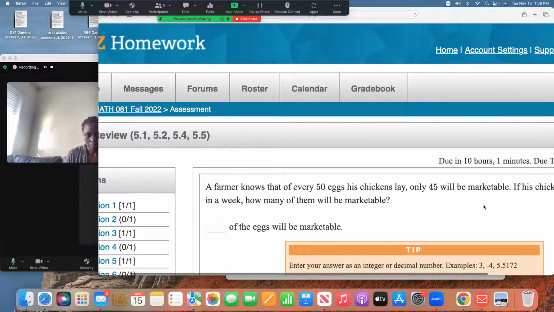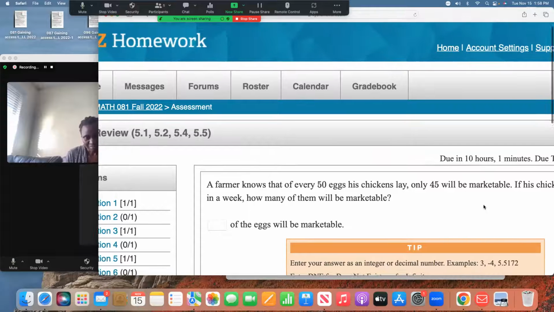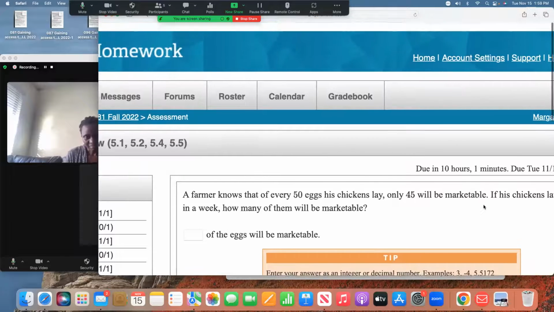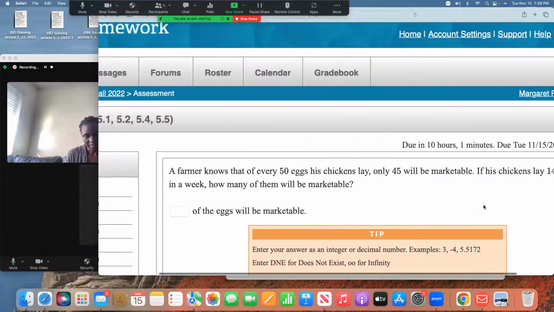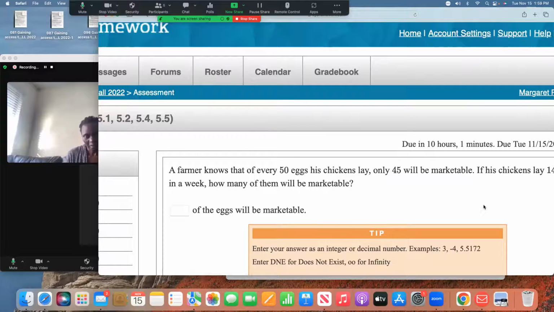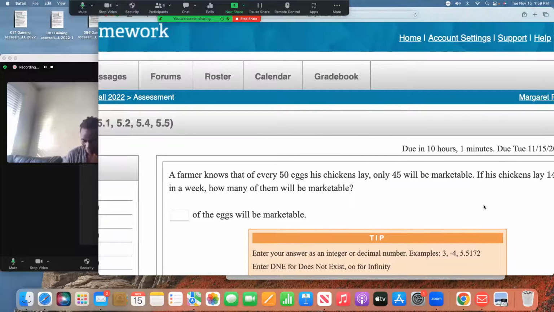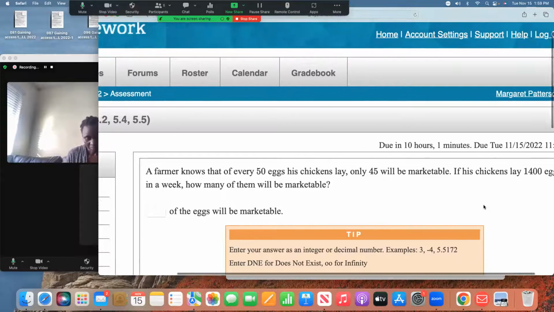Ah, the chickens. Didn't we do this in class about chickens? Yes, we did. Maybe this is just a new version of the chicken problem. So the farmer knows that if you have 50 eggs altogether, only 45 could go to the market. So I'm going to write that down, 50 and 45 for the market.